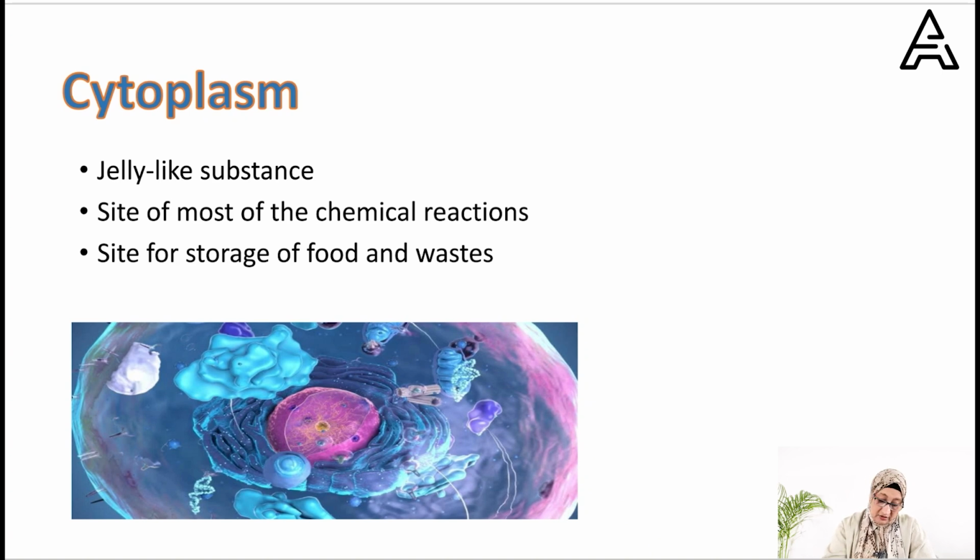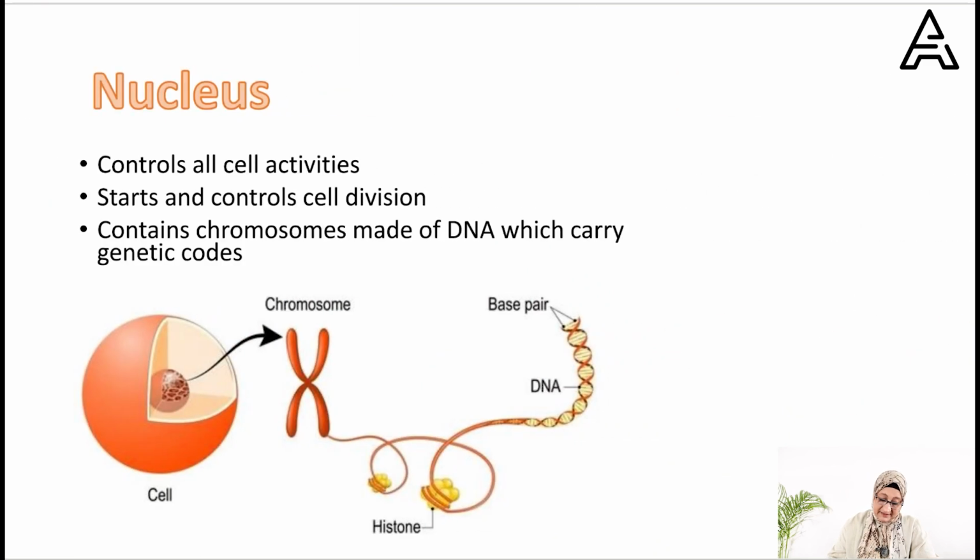It has two very important functions. It is the site of most of the chemical reactions. Most of the chemical reactions of the cell occur in the cytoplasm. Why? Because it's full of enzymes and water molecules. Number two, it is the site of storage of food and waste. Any molecules that require storage, we put in a vacuole inside the cytoplasm. So again, functions of the cytoplasm: it is the site of chemical reactions and the site of storage of molecules. Next organelle is the biggest and the darkest, the nucleus.